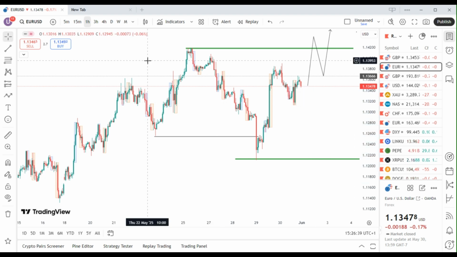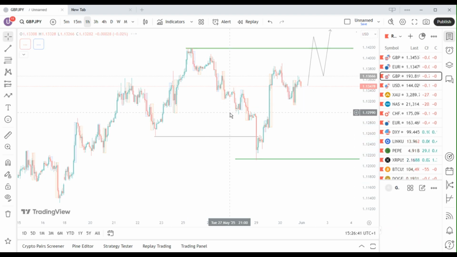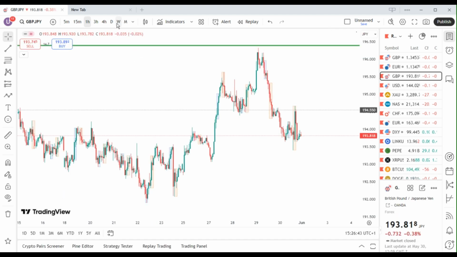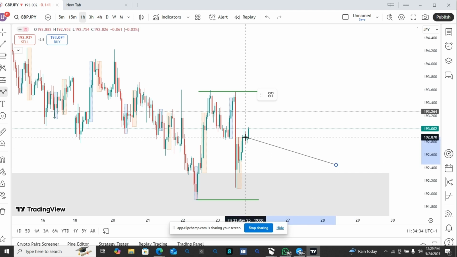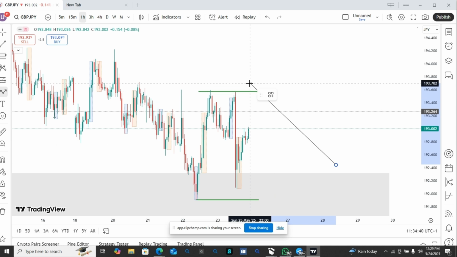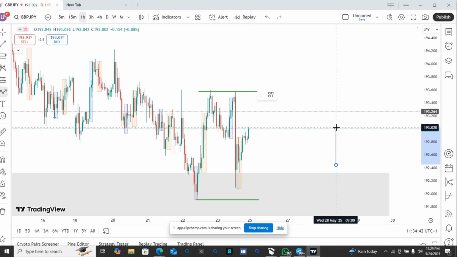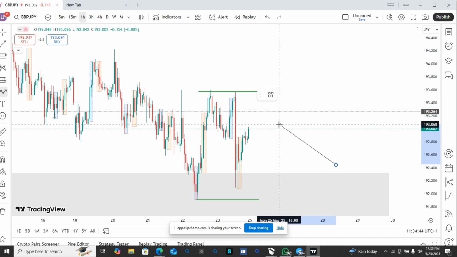So the next pair on our list is GBPJPY. So let's have a look at GBPJPY. That will determine what we do at this zone. If price breaks above this zone, that means we are moving up. We wait. If price breaks above this zone, we will move to the 15 minutes time frame and wait for a pullback and we'll take a buy.